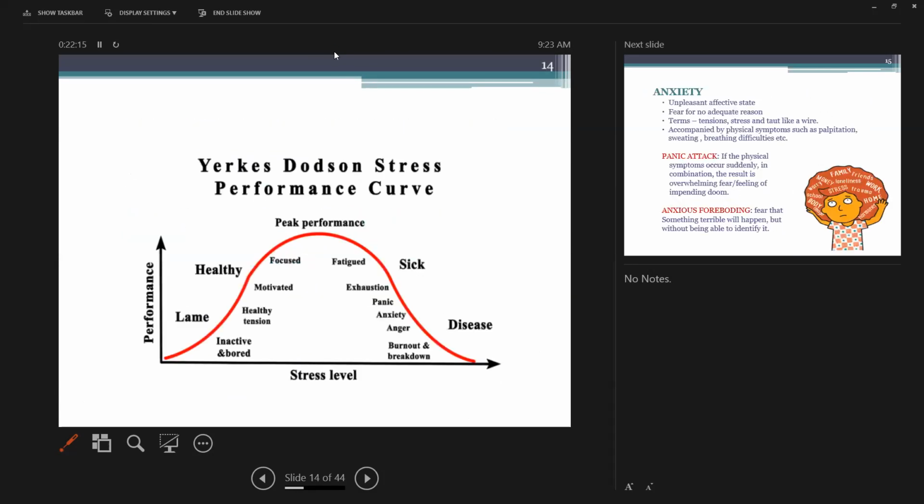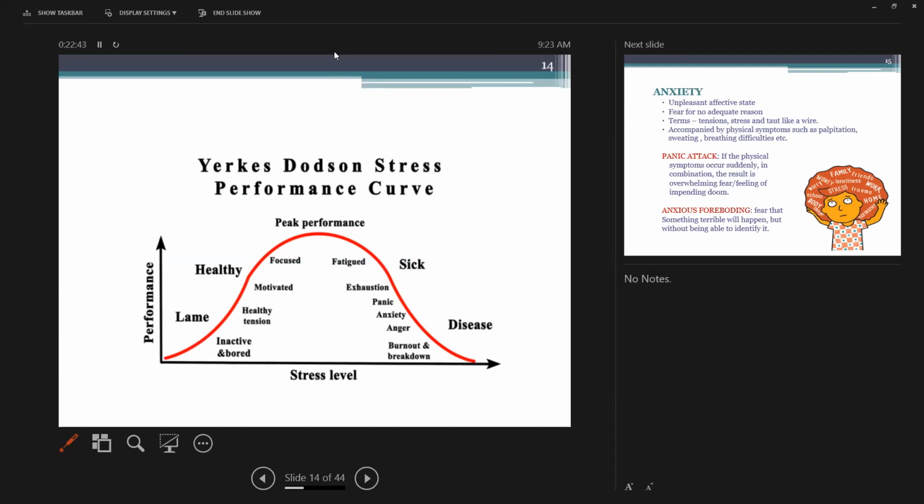Now, this is the Yerkes-Dodson stress performance curve. In this curve, along the y-axis, we have performance and on the x-axis, we have stress level. A normal amount of stress is required for healthy attention, motivation, and focused work. But when this stress is prolonged or very severe, fatigue sets in, and then there is exhaustion, and finally there is burnout and breakdown of the person.